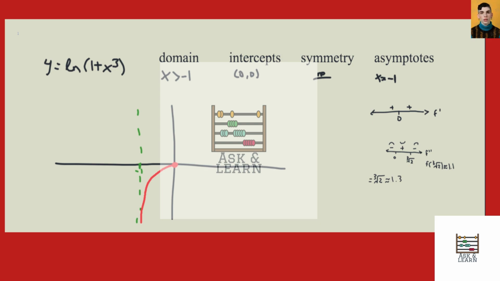So let's say this is 1.3. So if this is 1, 1.3 would be about here. And then if this is 1.1, 1.3, so let's say right there. So that's our other inflection point. So it's going to be concave up until it hits our inflection point, and then it will be concave down the rest of the way up.